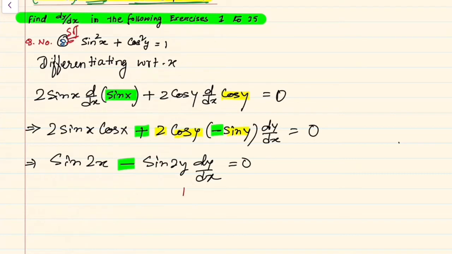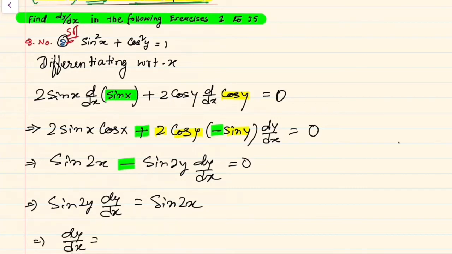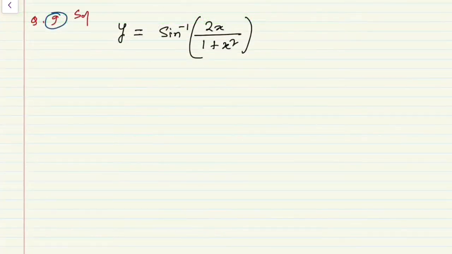So shift this term to the other side of the equal sign, then what you will get, doing so we will get sin twice y dy dx is equal to sin twice x. So dy by dx is going to be sin twice x by sin twice y. So this is our answer of question number 8. So now let's move on to question number 9. Now let us solve question number 9.